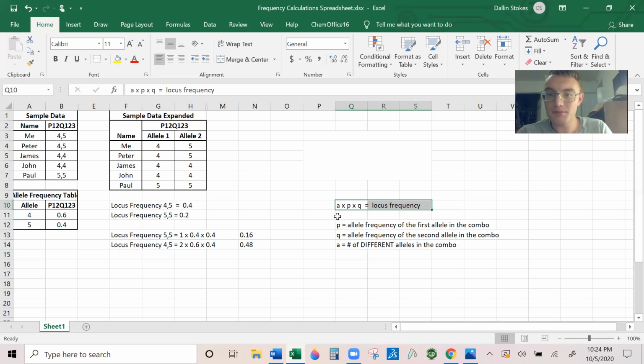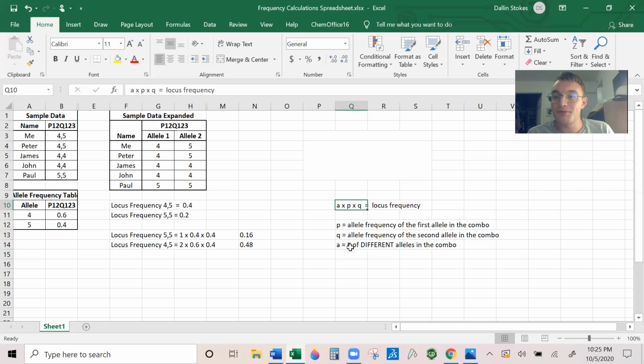So if you memorize just this one formula here, A times P times Q is equal to locus frequency, and you can remember what each of those 3 things are, you won't have to worry about remembering which formula to use in what circumstance, because the formula applies to every circumstance. Plus, it's easier to remember one formula rather than 2 and not get them mixed up, because a lot of people sometimes accidentally do like 2p squared or something like that.